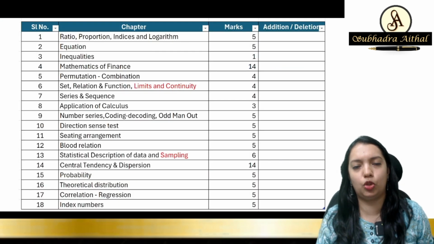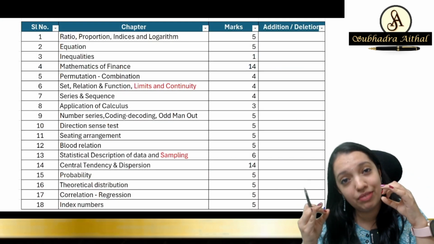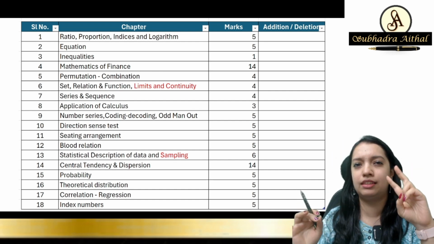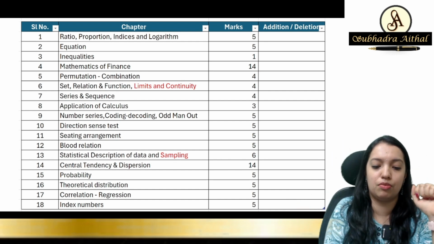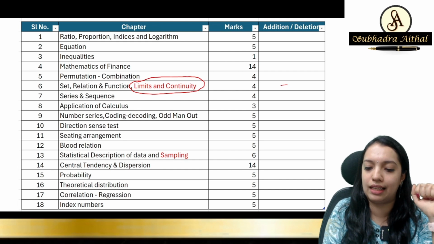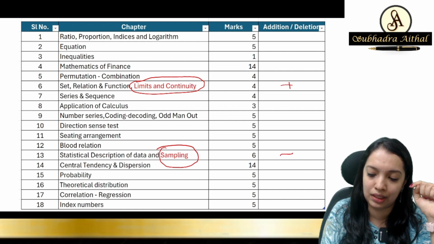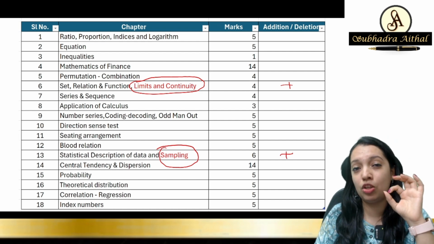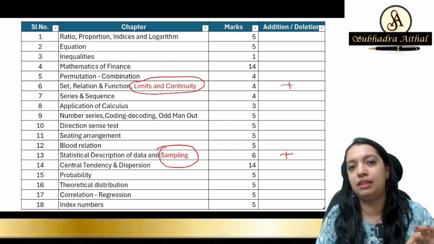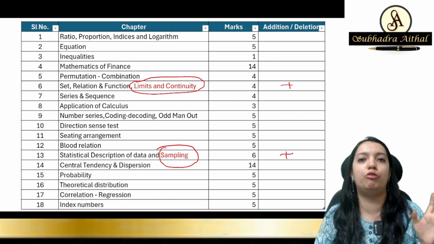Coming to chapters, there are totally 18 chapters. Even now there are 18 chapters, except for two minor additions: limits and continuity has been added in the syllabus, and also sampling in statistics has been added. When you look at each and every chapter in detail, some minor topics have been introduced.